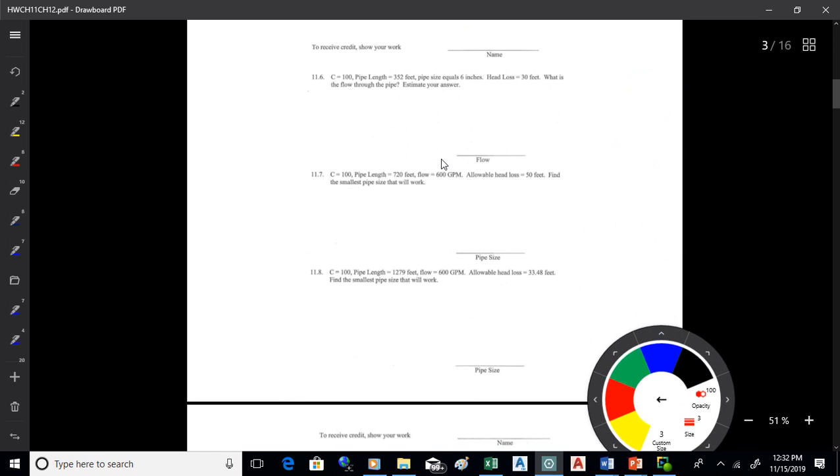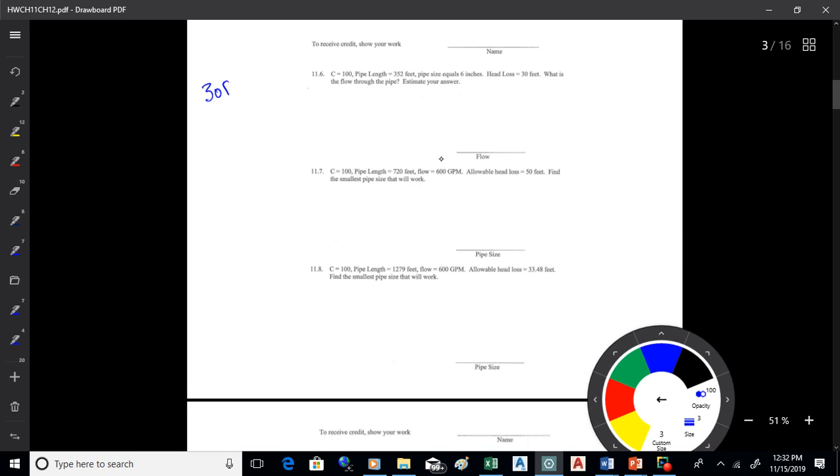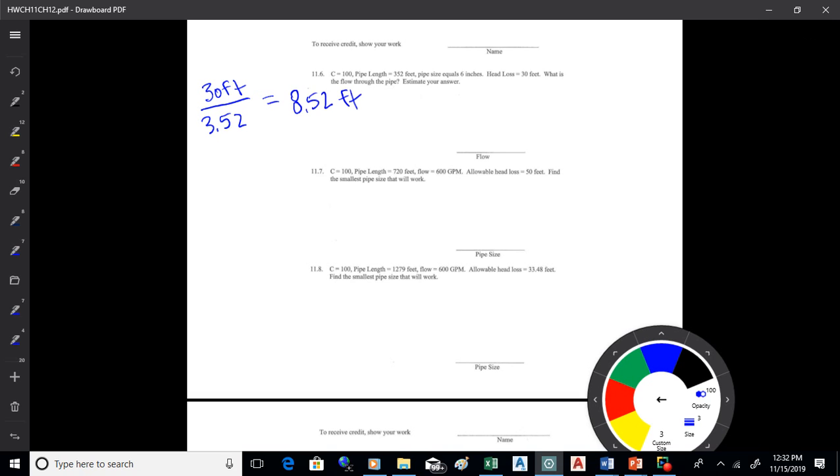All right. So if we've got C equals 100, 352 feet, and the head loss is 30 feet, what is the flow through the pipe? What you do is you work through the head loss. That's how you'd figure this out. You've got 30 feet of head loss and 352 feet of pipe, so that's 3.52 100-foot lengths. So we're going to look at the head loss per 100, and that's 8.52 feet per 100 feet of pipe.